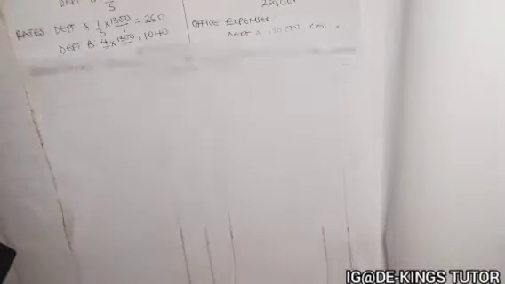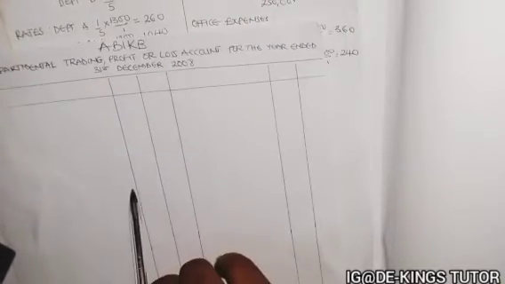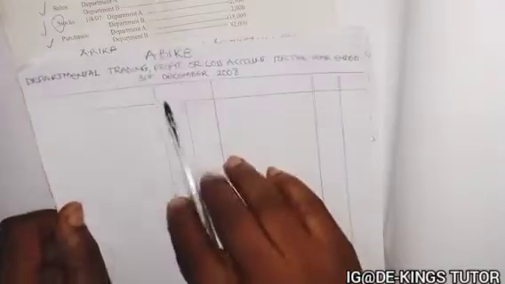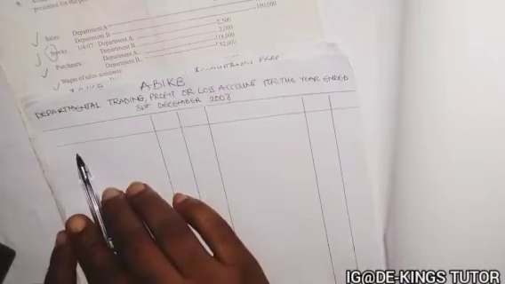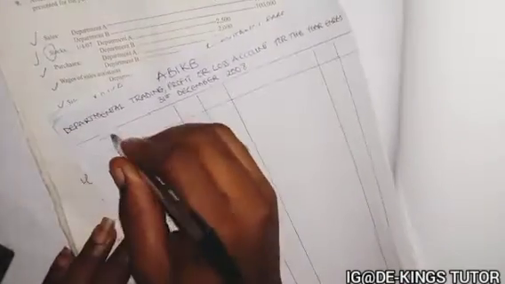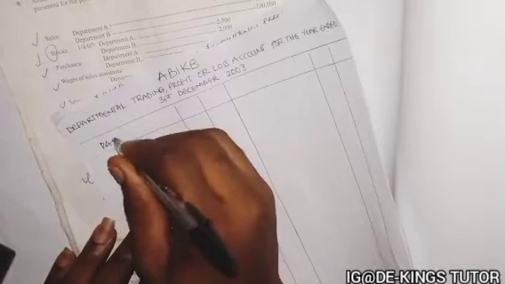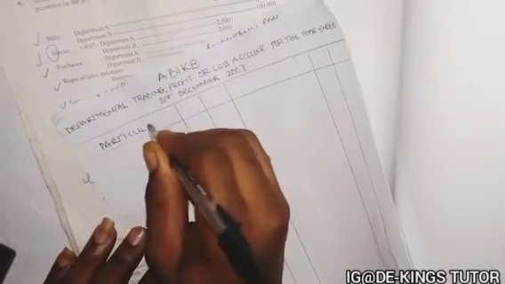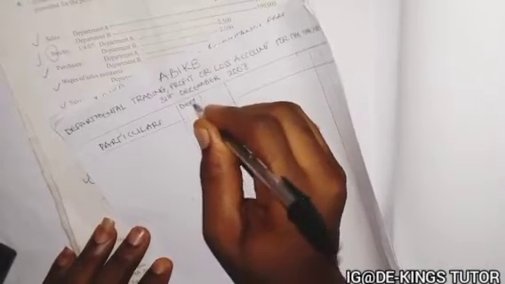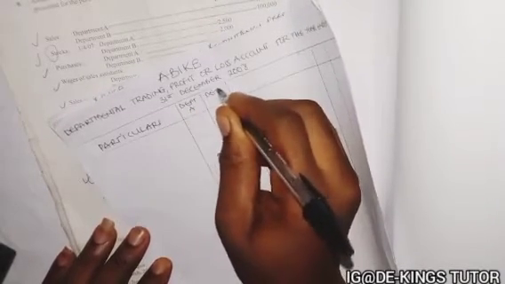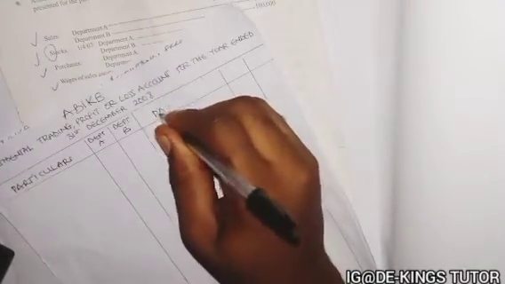Okay, so let's now start posting. The departmental trading profit or loss account still looks like the normal trading profit and loss account. So the first item that always starts it is the opening stock. But before that, let's fill in these particulars. This is department A, this is department B. These are particulars.